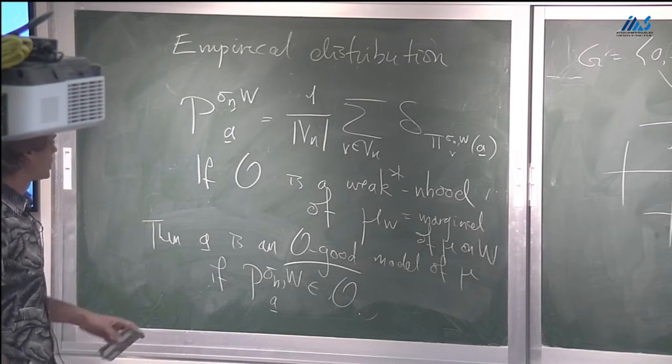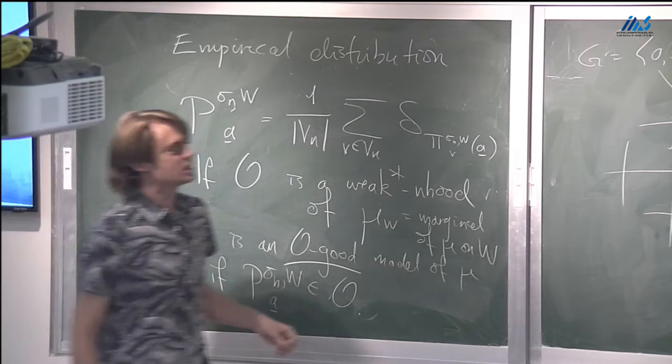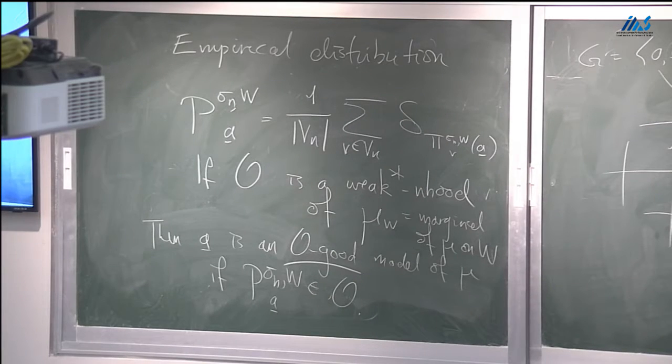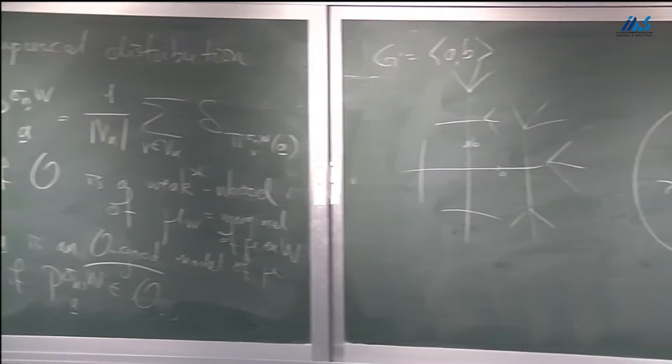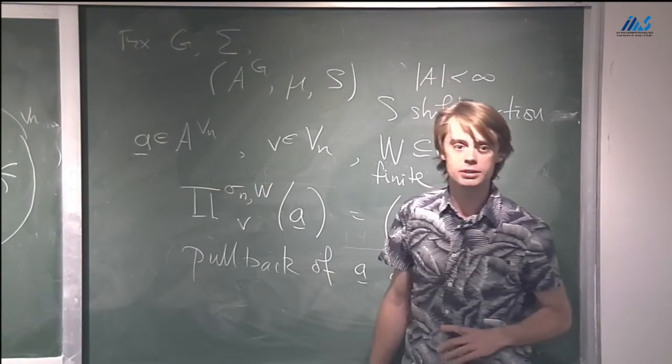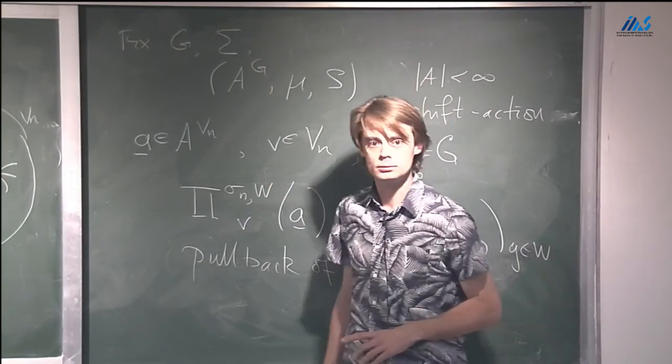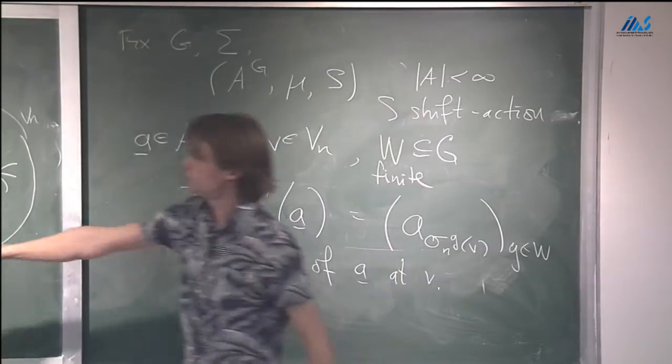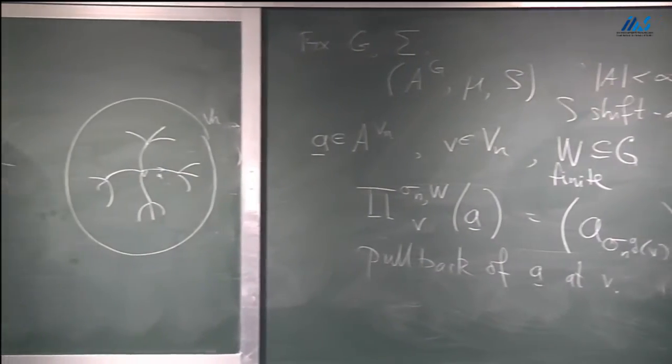Sorry? No, so, yeah, again, this is exactly the same thing I should have learned from Lewis's talk. So here I'm picking an n, right? I'm looking at one element of A to the Vn. It has an empirical distribution, and it is an O-good model for this same fixed value of n if its empirical distribution lies in O.